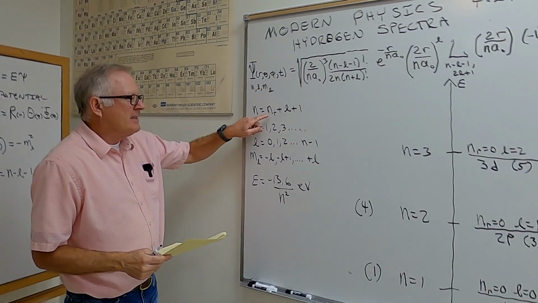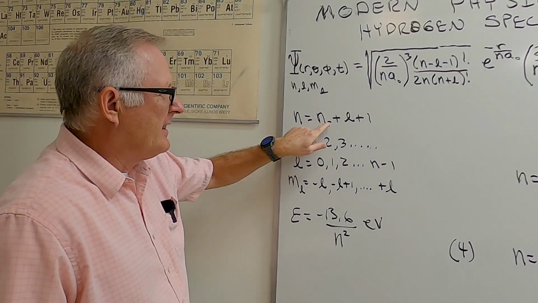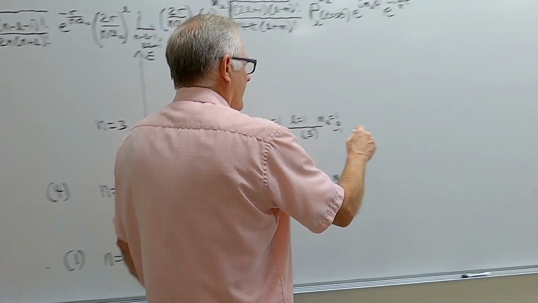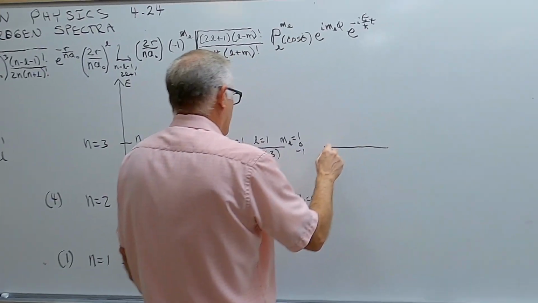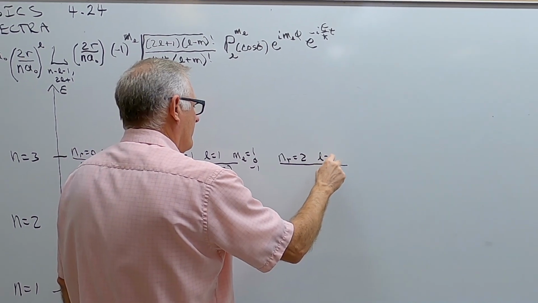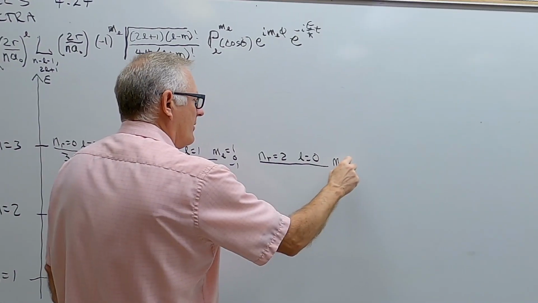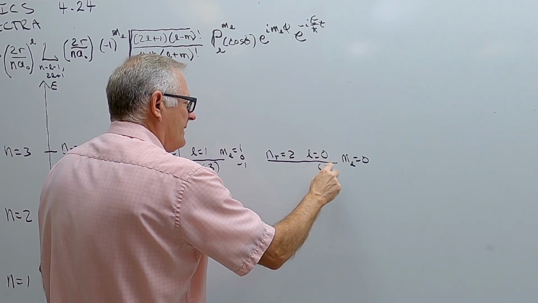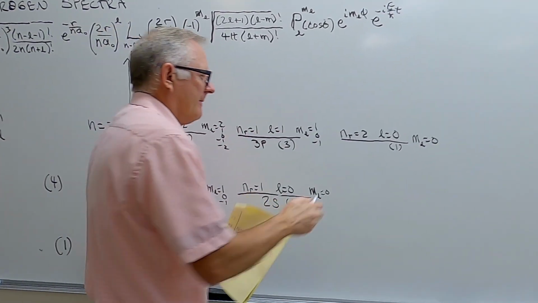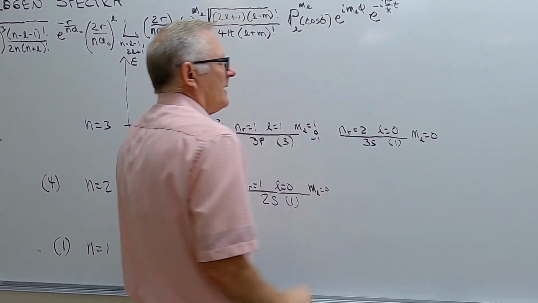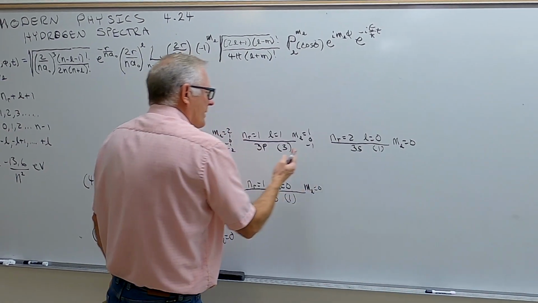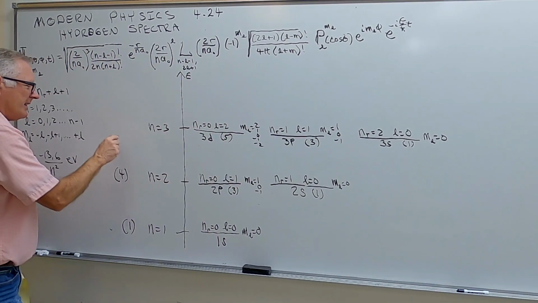Or we could say n sub r equals 2, and that could be 0, and that would give you 3. So we have another one right here. n sub r equals 2, L equals 0, and so m sub L can only be 0. There's only 1 state in that one, and we would call that the 3s state. Okay, so the total number here is 1 plus 3, that's 4, plus 5, that's 9.